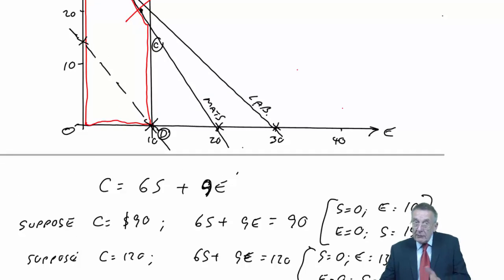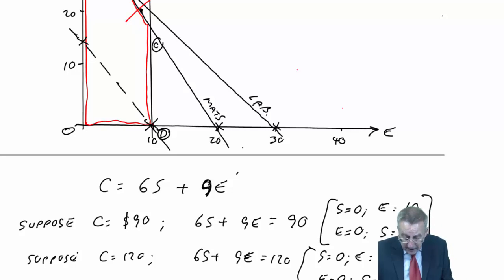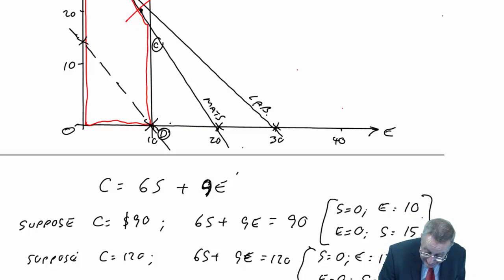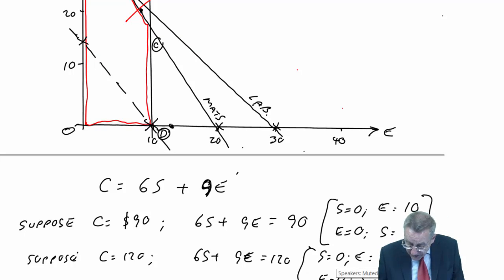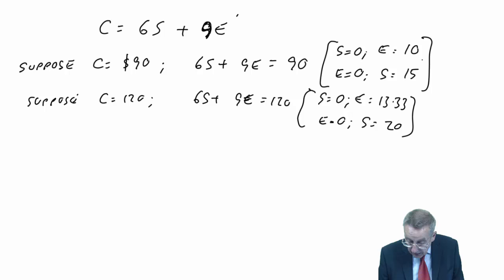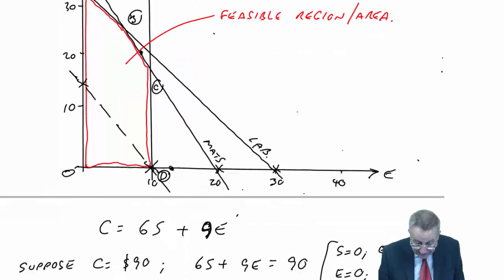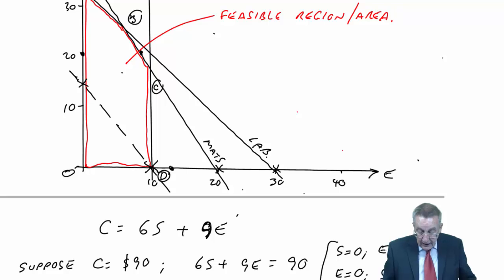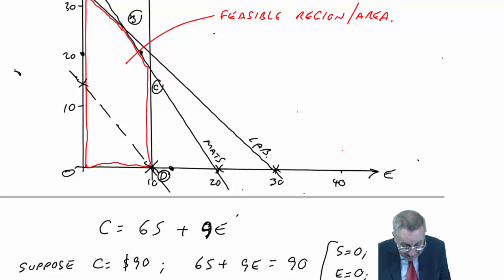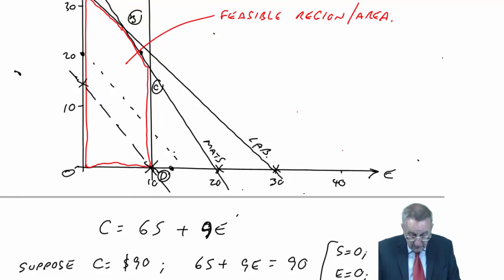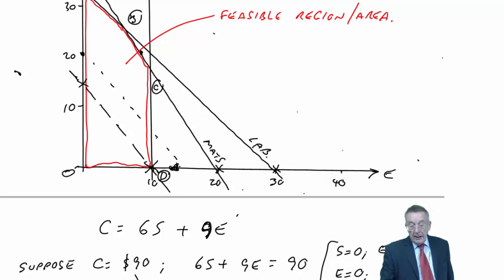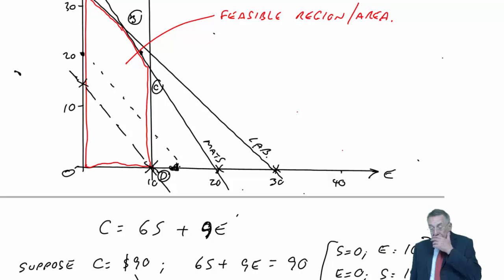If I put that on, now I'm going to erase this after because otherwise it gets too messy, but S0 E13 is about there. E0 S30, was it? S20, sorry, I'm stupid. Is there. And if I join those up, I haven't done them very well. But the important thing is that those two lines would be parallel.